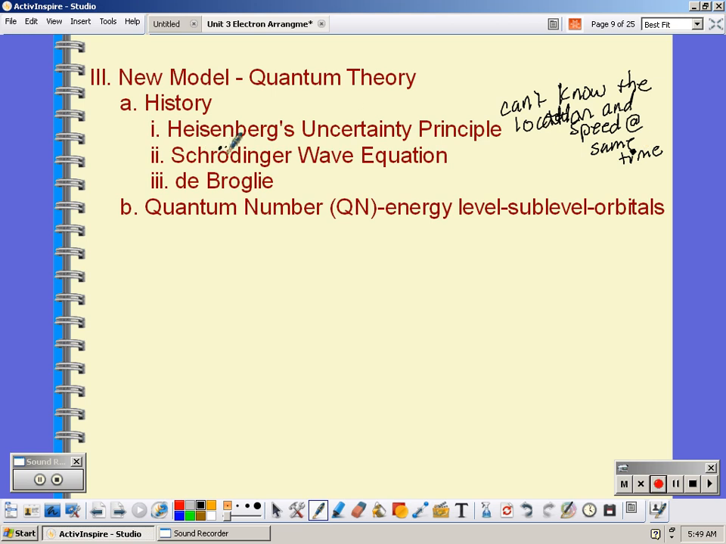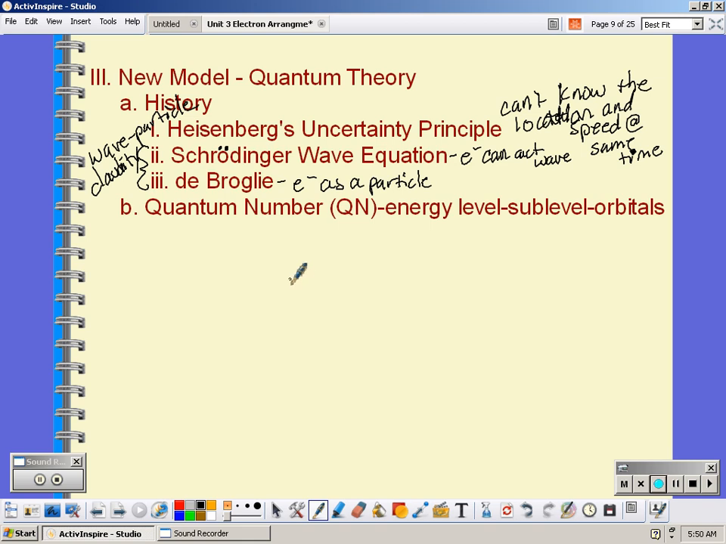Schrödinger had a wave equation, and what it really said was that electrons can act like a wave. So they give off wavelengths and they give off frequency. De Broglie looked at the electron as a particle. So this would give us our wave-particle duality. So the electron can act like two things, a wave and a particle.